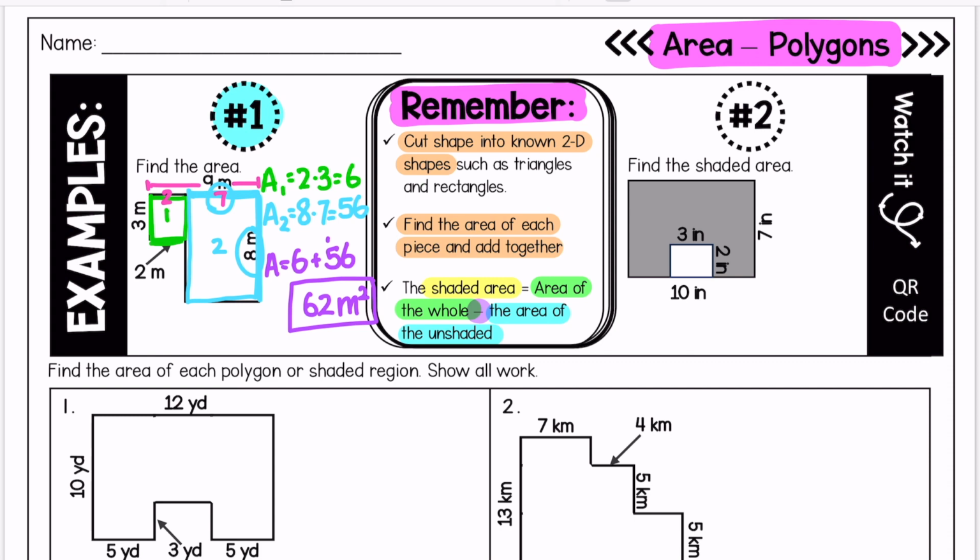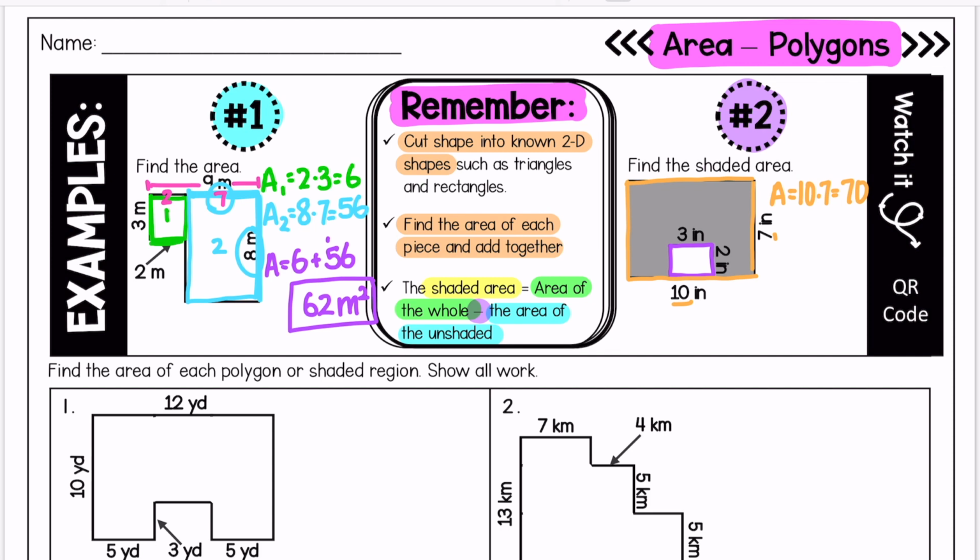Now let's go over and take a look at example number 2 here on the right. And in this one, we're finding the area of the shaded region. So I want to know the area of this gray, and I want to take out the area of this small little rectangle here. So first, we're going to find the area of the entire shape, which is this entire thing. And I know that those dimensions are 10 by 7. I see a 10 and a 7. So the area of the whole shape is 10 times 7, which is 70.